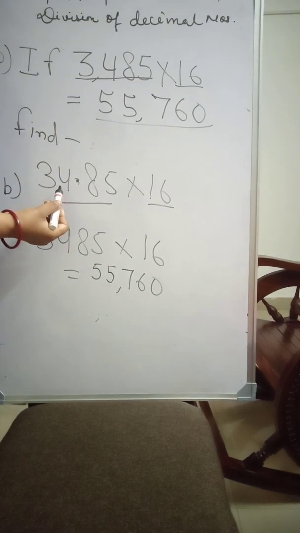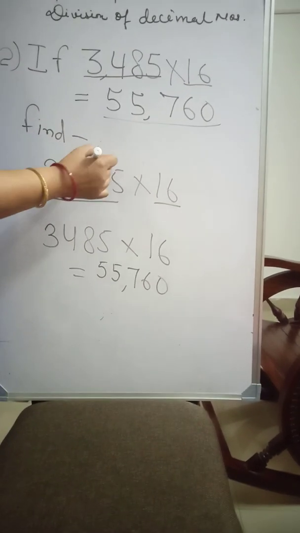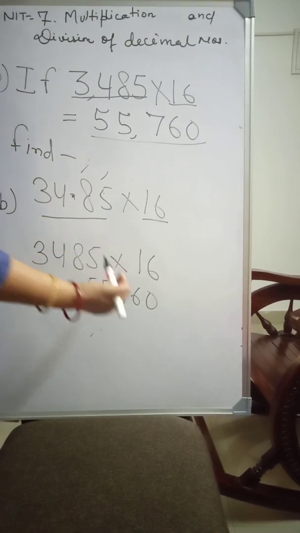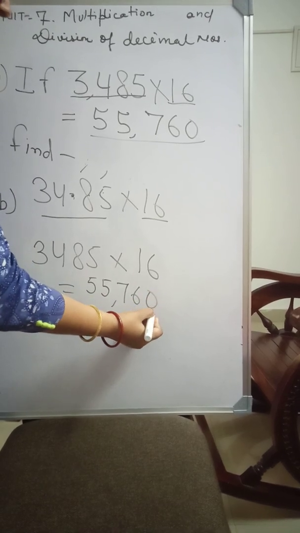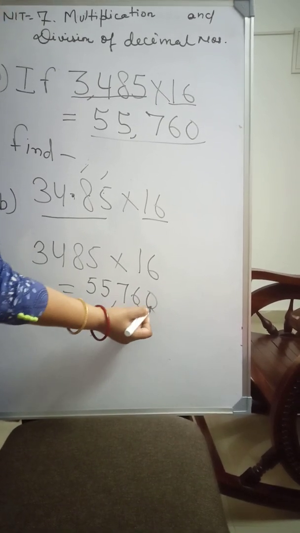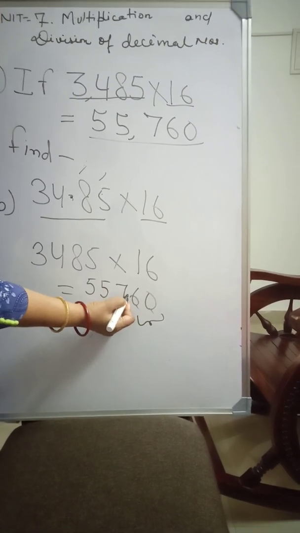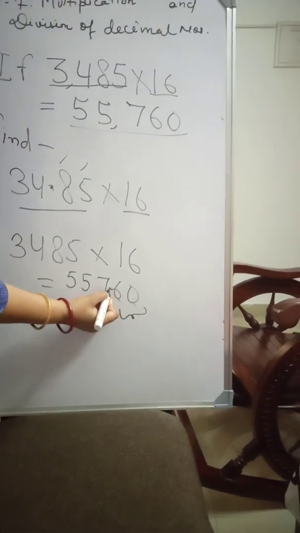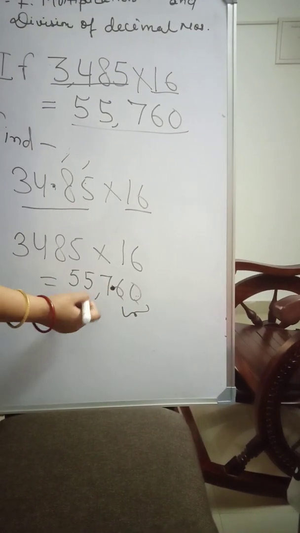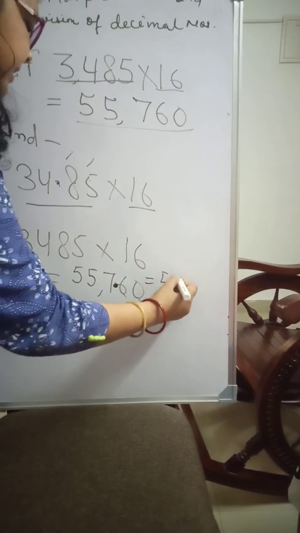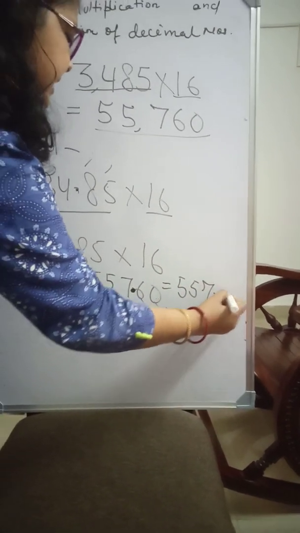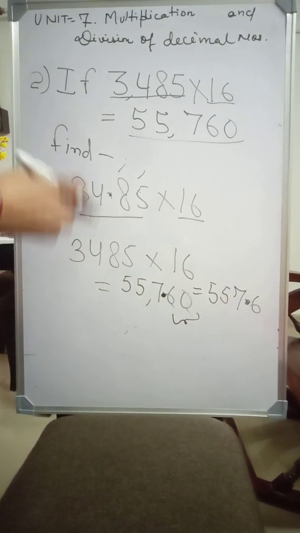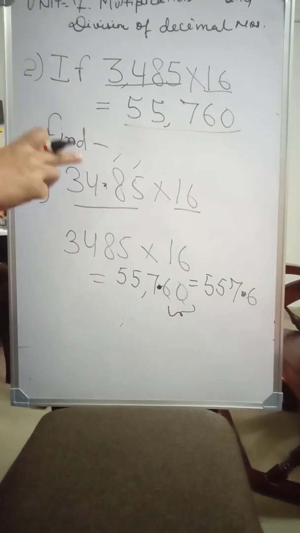Now come to the next step. This decimal number 34.85 has two decimal places, right? 8 and 5. So in the product also I will count two decimal places, from right to left, 1 and 2. After counting these two digits, I will put the decimal point here. So the answer is 557.6. In this way you have to do the multiplication, and the rest of the questions C and D you have to do for homework.